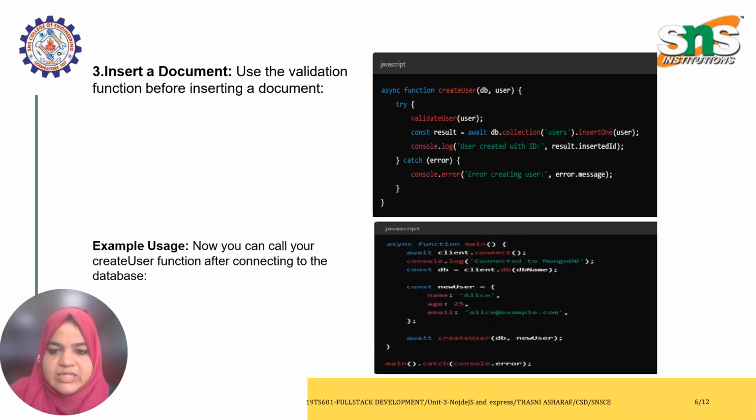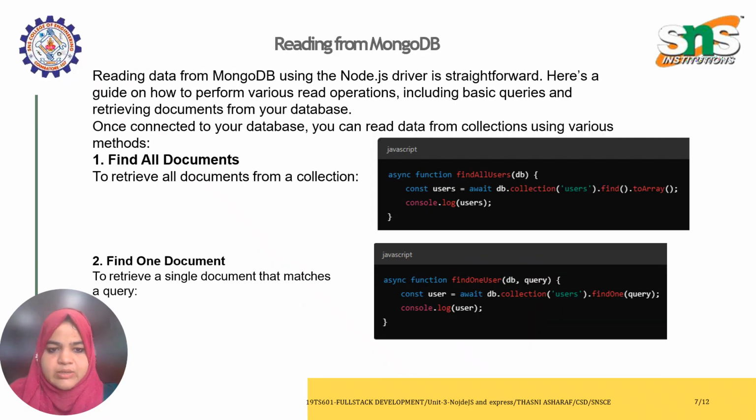Next, how to insert a document using the validation function before inserting. You can use validateUser, then you can use insertOne to insert the new user into your database. Now, in this example usage, you can call your createUser function after connecting to your database. You're getting my point?